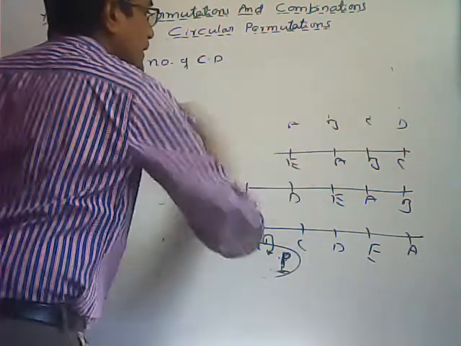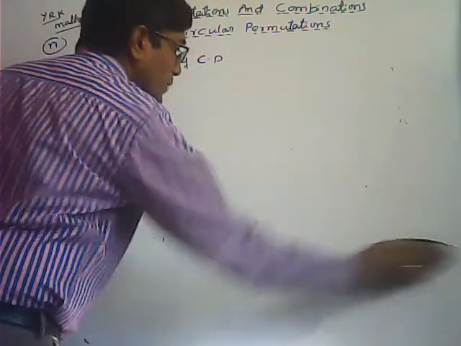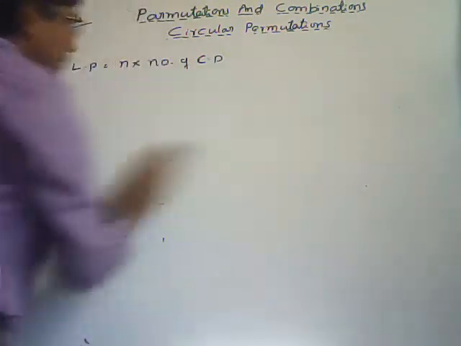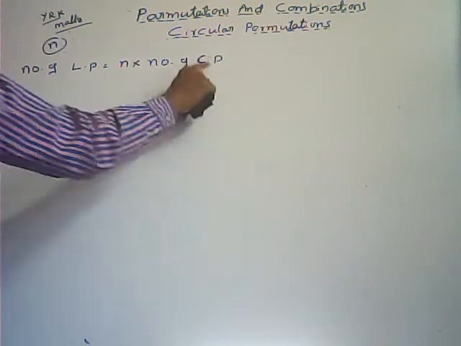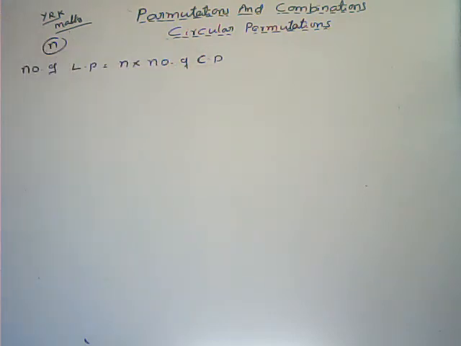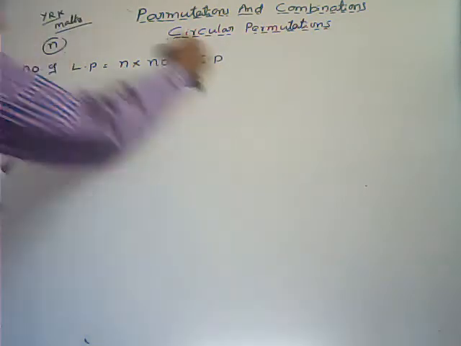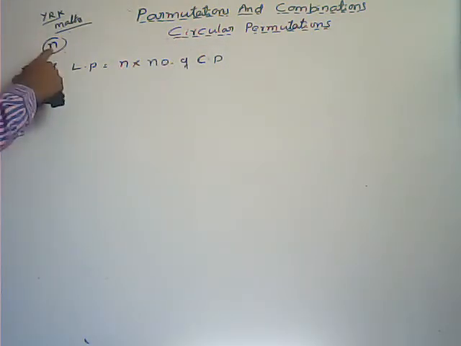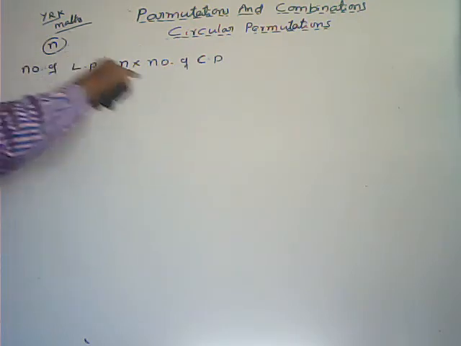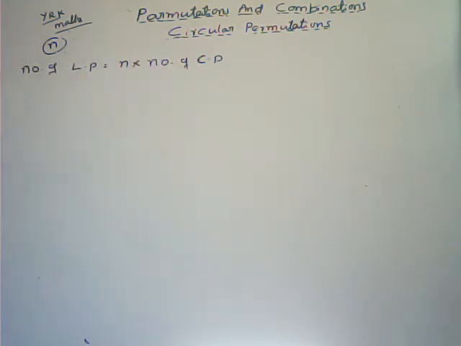Here, if I take n objects, each circular permutation gives how many linear permutations? Each circular permutation gives n linear permutations only. Previously I took the number of objects as 5, so each circular permutation gave 5 different linear permutations. And if I take the number of objects as n, then each circular permutation gives n linear permutations.